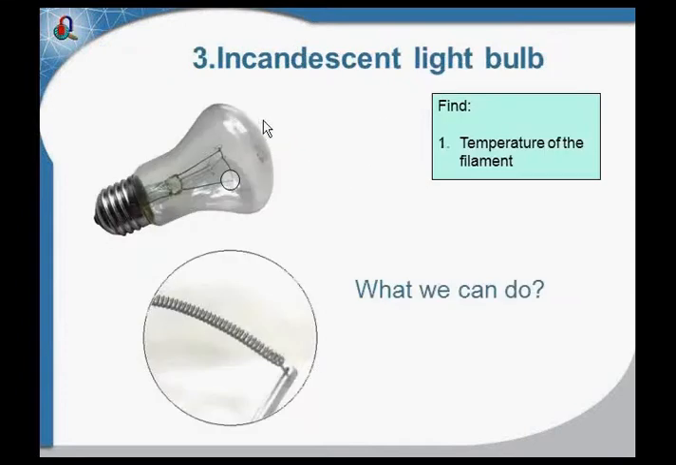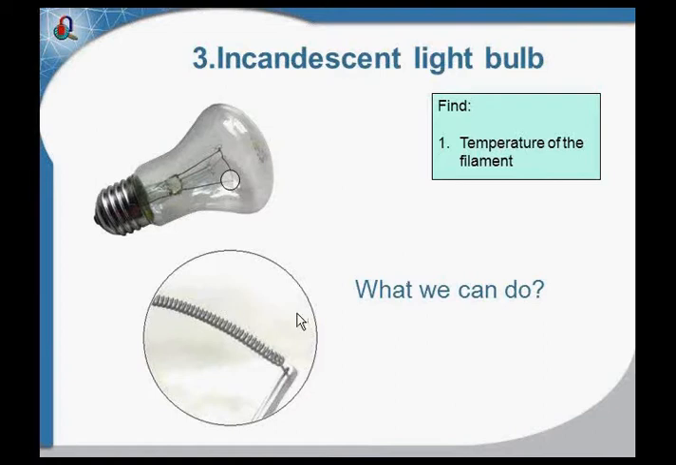Let's take a look. It's an incandescent light bulb. Our goal is to calculate the temperature of the filament. The filament is made of tungsten. Typically, it's made of this material. So you may wonder how we can do this, because the tungsten filament is twisted into a spiral, like here.